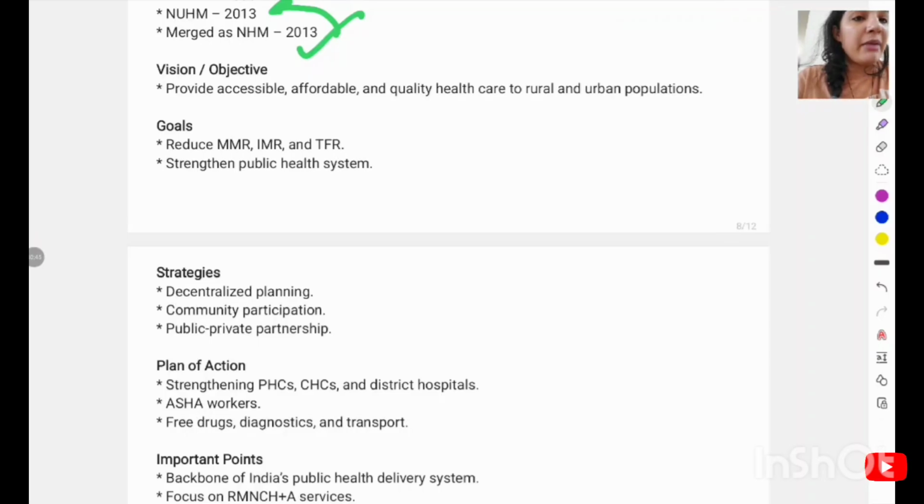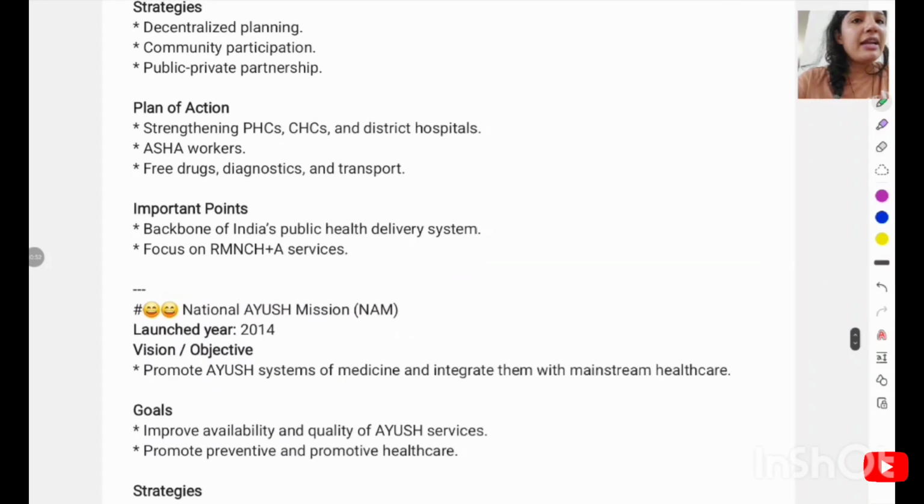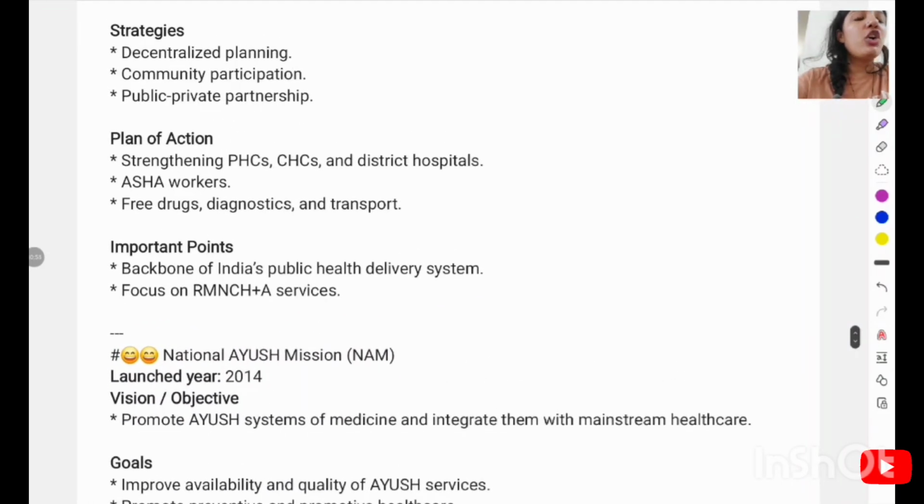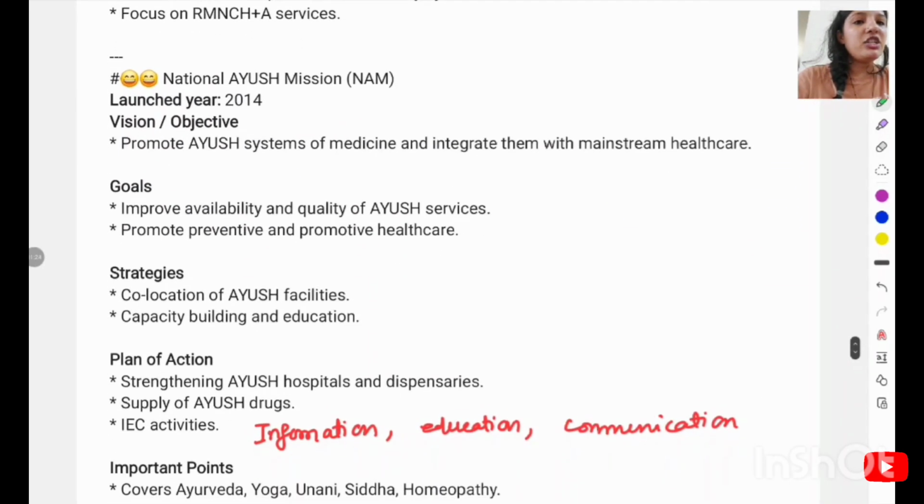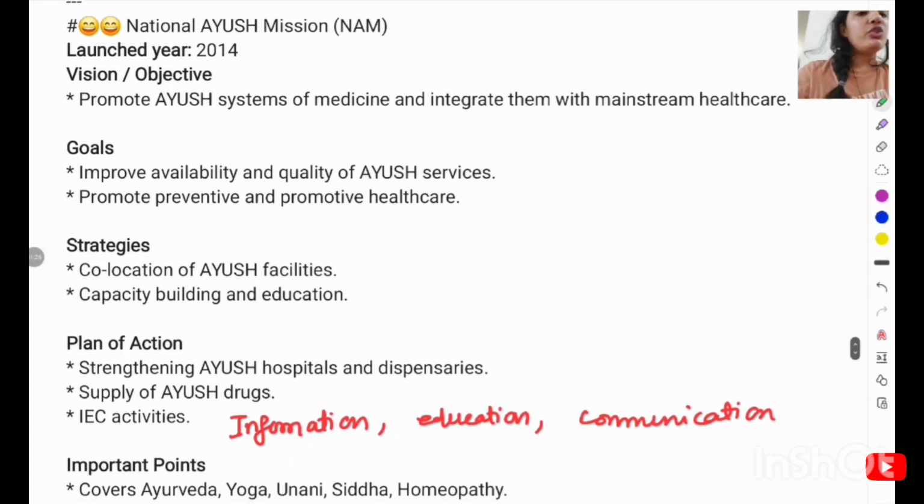The goals are to reduce MMR, IMR, TFR and strengthen the public health care system. The strategy is decentralized planning, community participation, and public-private partnership. The plan of action is strengthening PHC, CHC, district hospitals, and ASHA workers. Okay, one of the important things. And free drug, diagnostic and transport services. An important point is that it is the backbone of India's public health delivery system, with a focus on RMNCH plus A services.